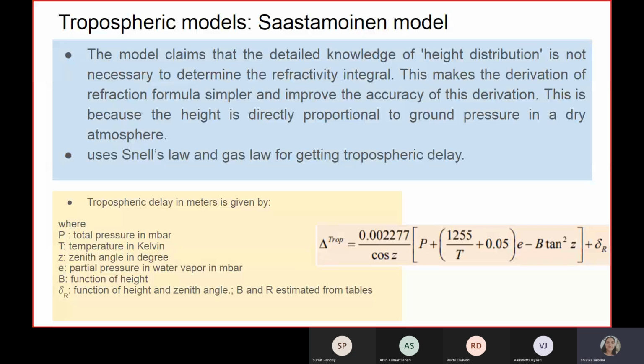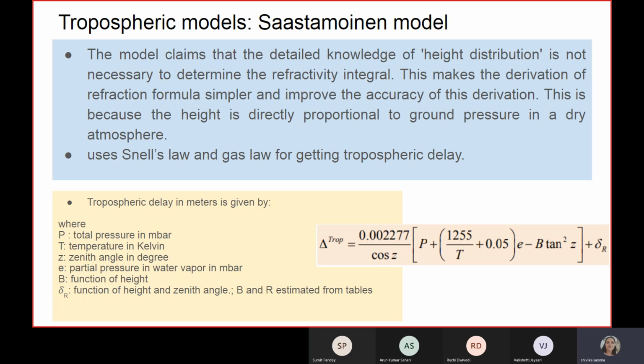Tropospheric models like the Saastamoinen model claim that detailed knowledge of height distribution is not necessary to determine the refractivity integral. This makes the derivation of the refraction formula simpler and they claim it improves the accuracy. But again, this assumption is not very good. We need a good three-dimensional water vapor distribution according to height, and this is not contained in this model. That is why for determining the wet delays, these types of models are rarely used to predict.